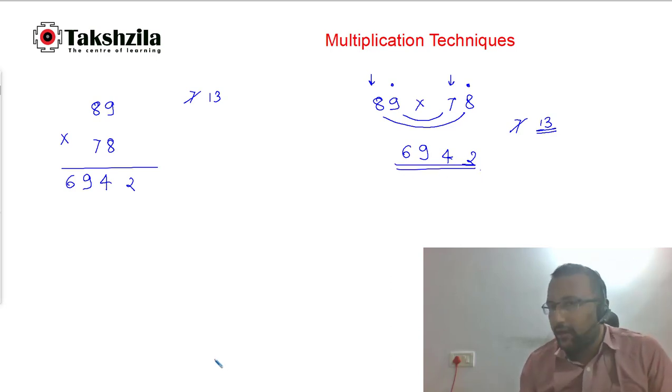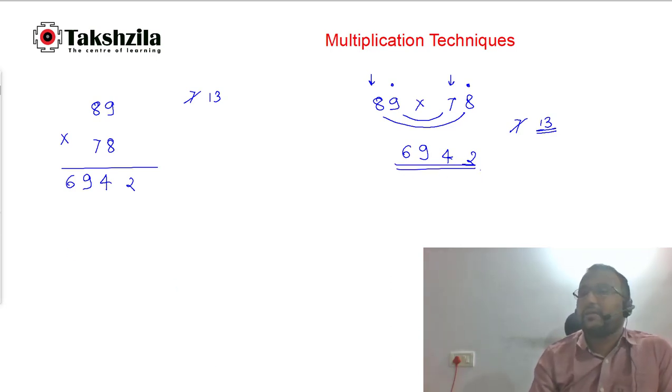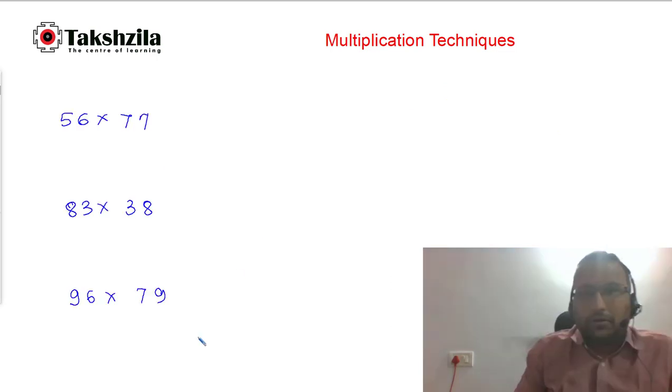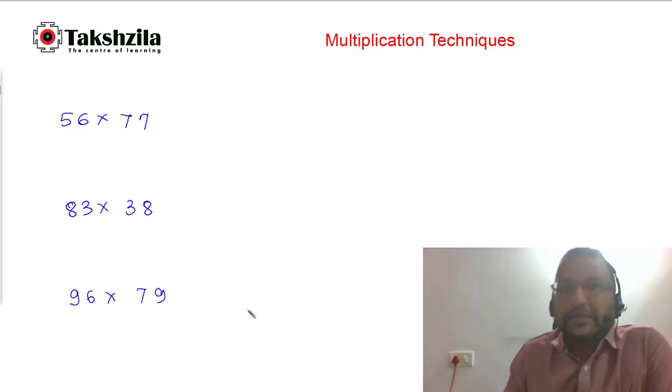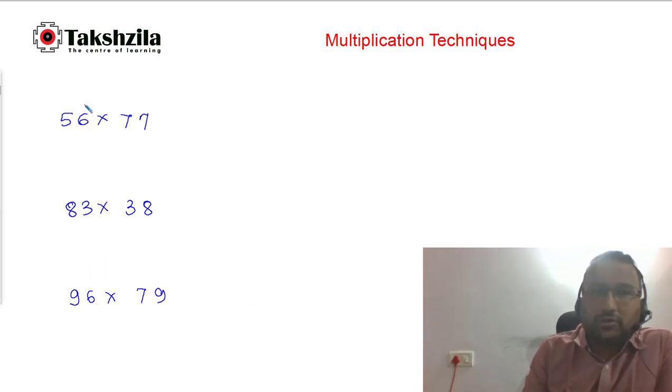This is how you can multiply. Let's take a few more examples quickly. Now let's practice only horizontal. So now let's try these three quickly. So first of all, unit digit into unit digit.